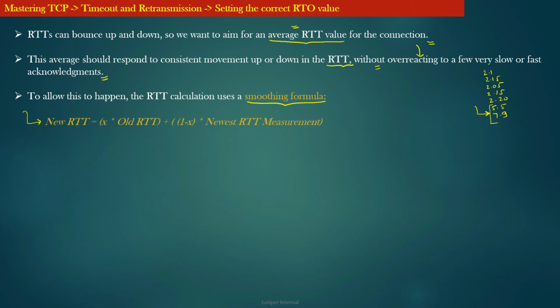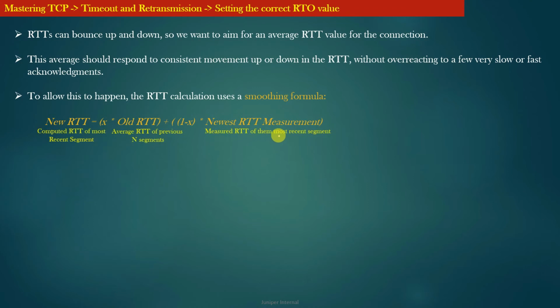The following is the smoothing formula. Now I understand that all this concept is actually a little boring, but we need to cover it for the sake of completeness of this course. Now if you observe, this equation carries three important components. The first component is the newest RTT measurement. This value is the measured RTT value of the most recent segment that is sent by a TCP sender.